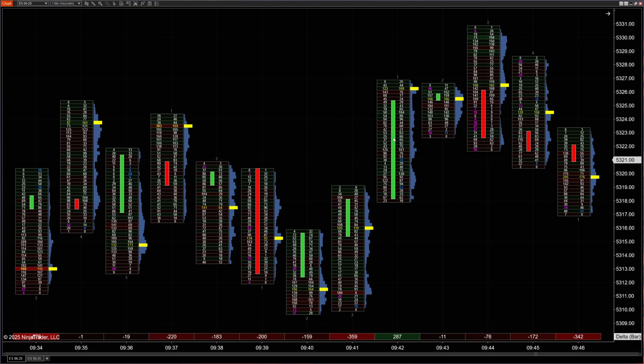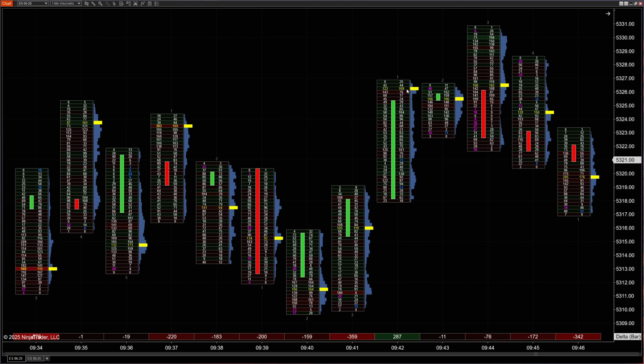And I want you guys to pay attention to where the location is of the point of control. In this example, within this bar, the point of control is at the top of the candle. That could be a warning sign that watch out, even though the market pushed up higher, that could give us a heads up that we're starting to see some absorption in the market.